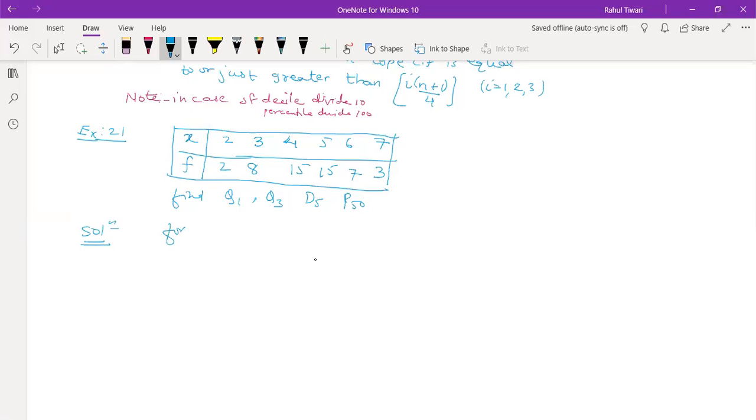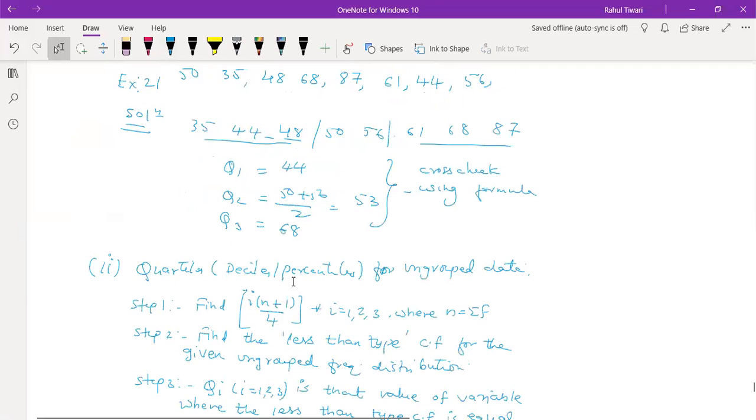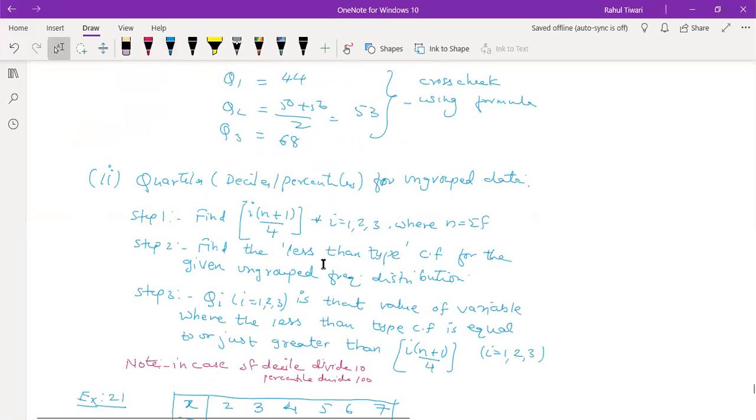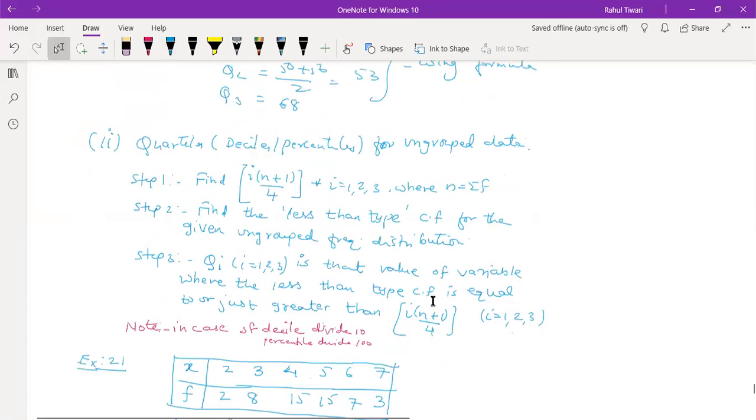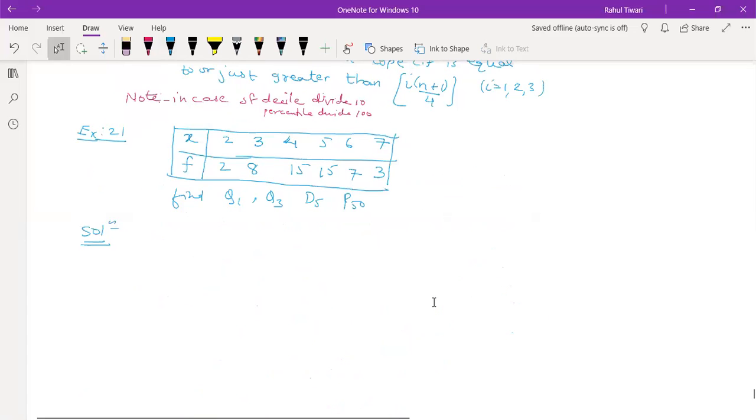So for Q1, what is the procedure? Before that, what do we do? Let's create a table, because the first step is that you need to find out the less than type. It means you can calculate this and then find the less than type. But since I'm doing it in general, let me take it in general. So for that you need to draw a table.